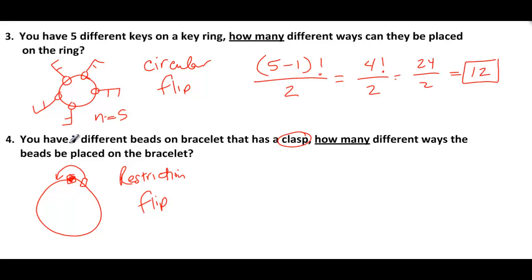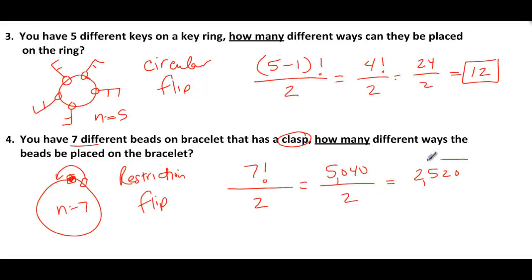So again, we have 7 different beads, so my n is 7, and if it has a restriction of 7, it's like having my dash lines. You have 7 options for the first bead, then 6, 5, 4, and so on. So I'm going to write that as 7 factorial. And because I can flip it, I'm going to divide by 2. From earlier, we did 7 factorial is 5,040. If I divide that by 2, I'm going to get 2,520 different options.